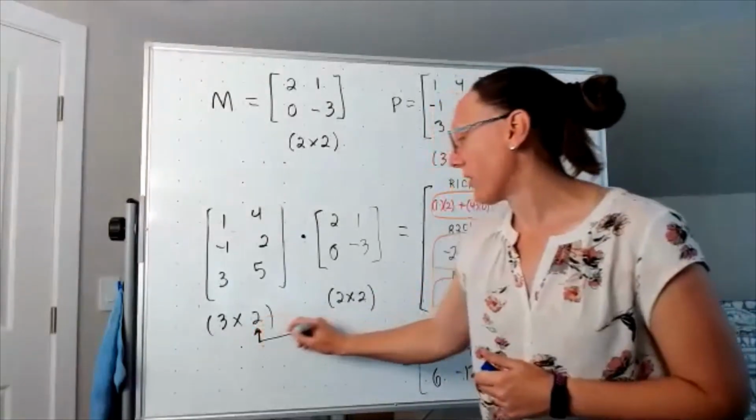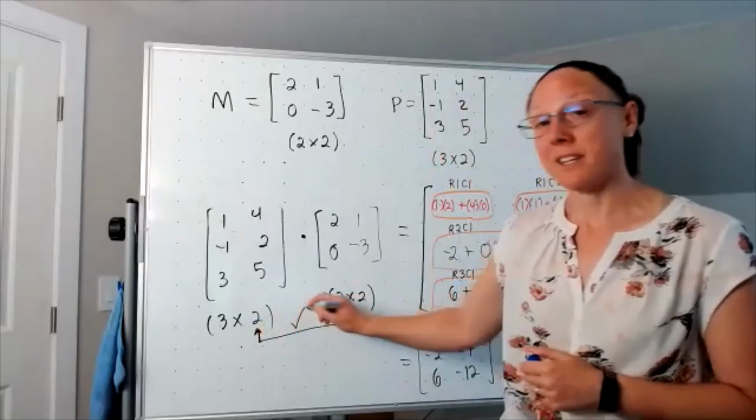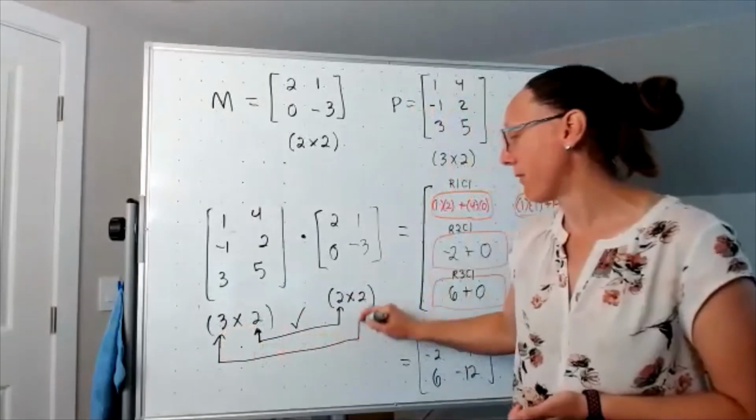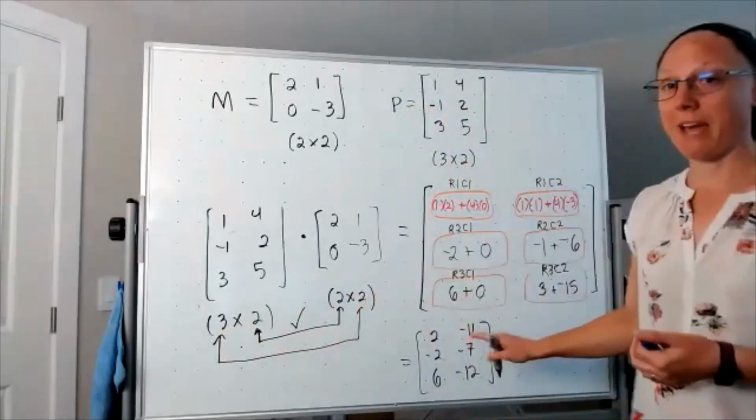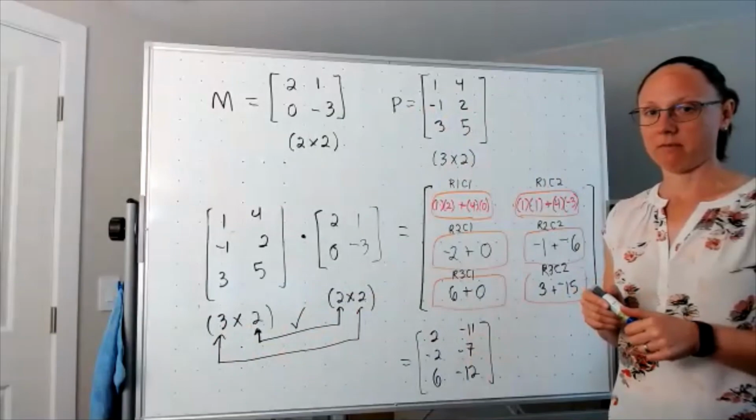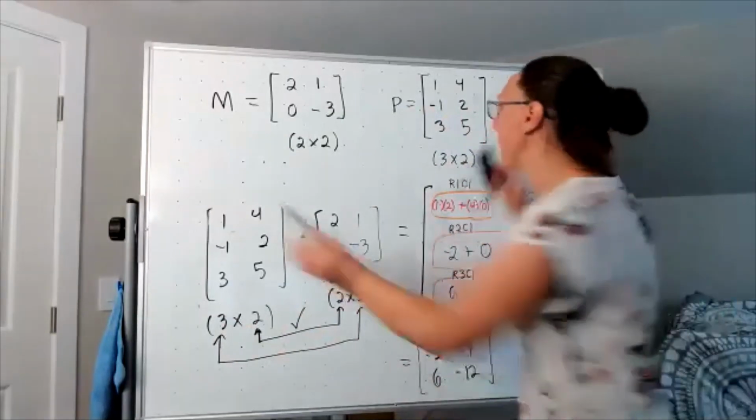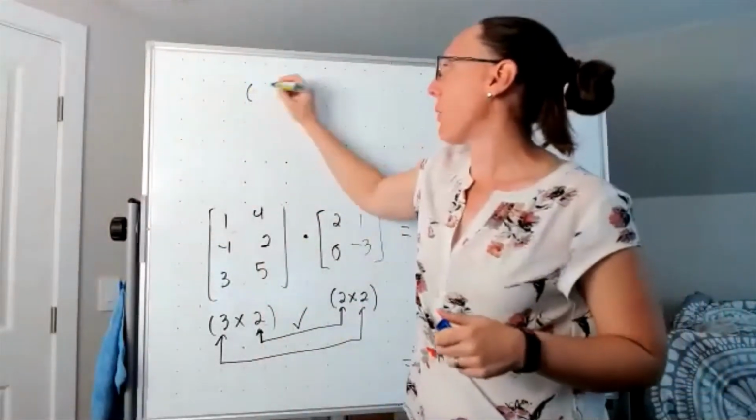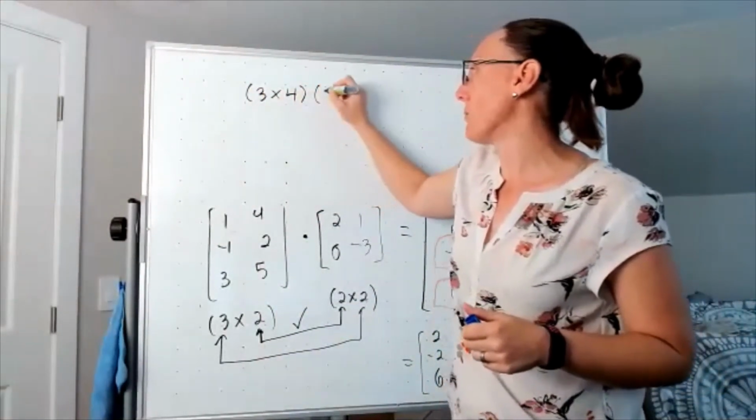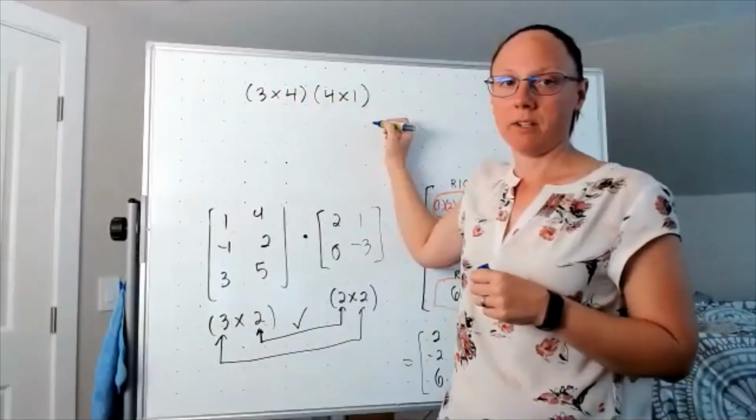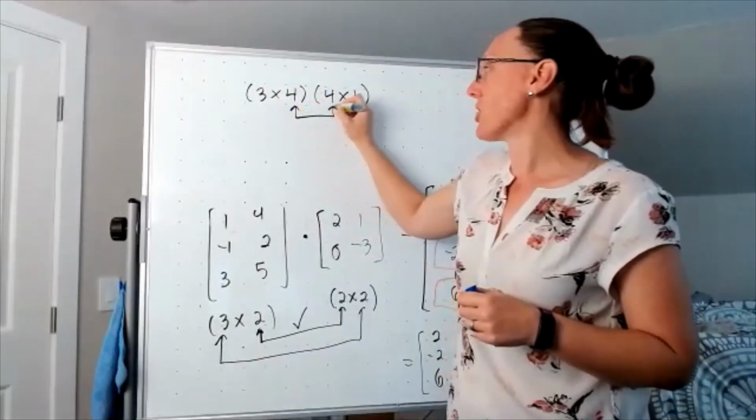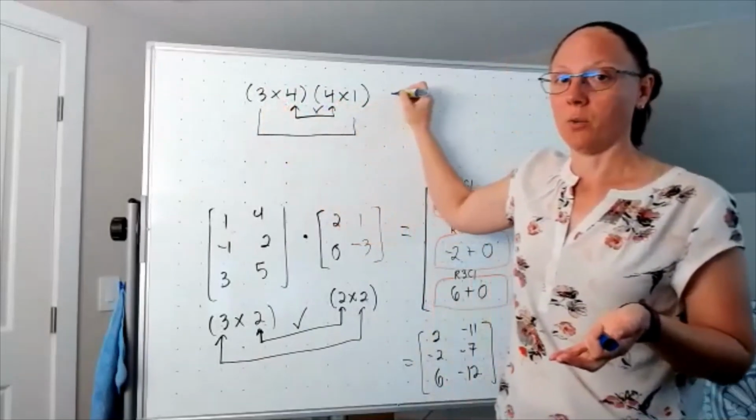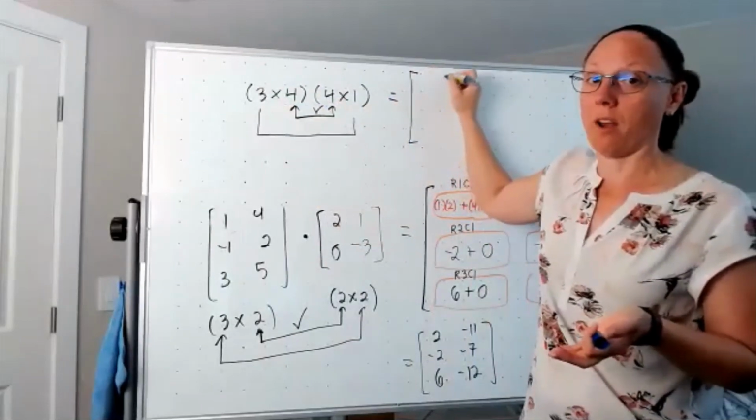So when the inner dimensions match, that means that we can do the multiplication, and the outside dimensions from what we multiplied together tell me how big the final result is. So if I were multiplying a 3 by 4 times a 4 by 1, then my inside dimensions match, so we're allowed to do that multiplication. And the final answer would be a 3 by 1 matrix.